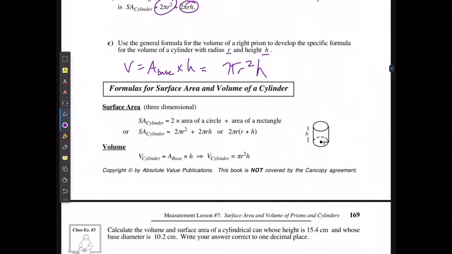So, our formulas, once again: the surface area of a cylinder is going to be 2 pi r squared plus 2 pi r h, or, if you pull out a common factor of r, 2 pi r times (r plus h). If I'm doing the volume, it's just pi r squared multiplied by the height.